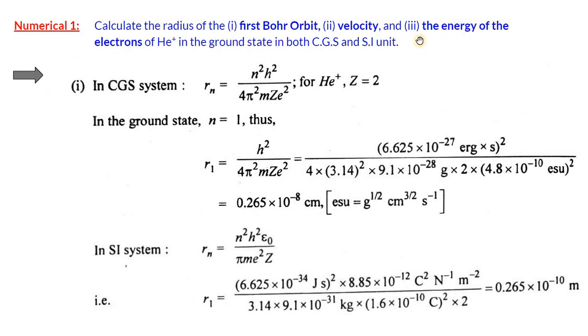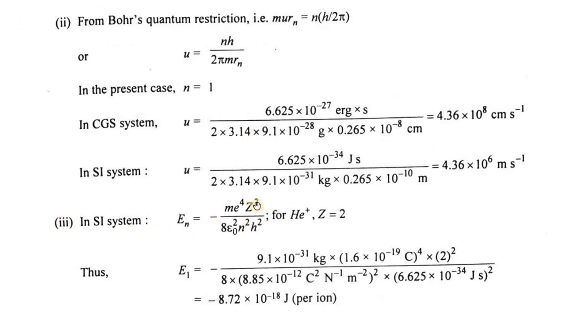Next, I want to calculate the energy of the electrons for the helium plus system. To calculate the energy, you know the equation, this for the SI system and this for the CGS system. Let's calculate for the SI system first. I have told you we are calculating the energy for the helium plus system. That means Z, the number of protons, will be 2. So don't forget to put Z equals 2. Take care of that value.